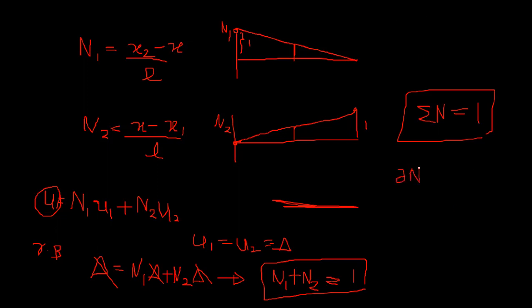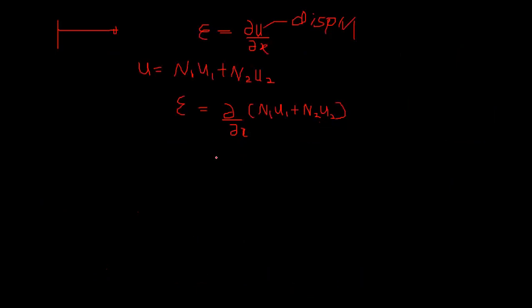∂N over ∂x becomes, you can separate this as (x2 minus x) over L. So this is totally constant, so the differentiation is 0. And this is x over L, so x into some constant, right? So your differentiation gives you 1 over L, and this will give you plus 1 over L, right?